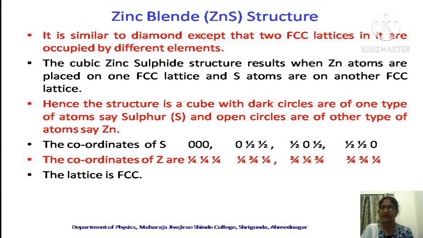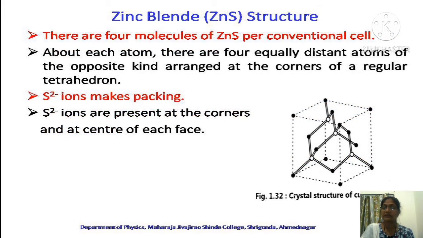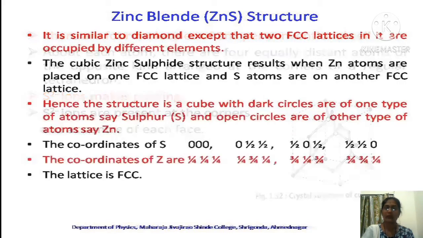So we have started the zinc blende crystal structure with this diagram, and this diagram represents the crystal structure of zinc blende, that is ZnS, and it is similar to the crystal structure of diamond. Only in the case of diamond, every atom is made up of carbon, and in the case of zinc blende, there are 2 types of atoms. One is zinc and the other is sulfur. Then it is forming an FCC type of crystal structure.